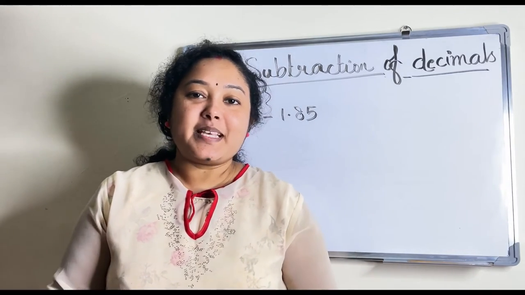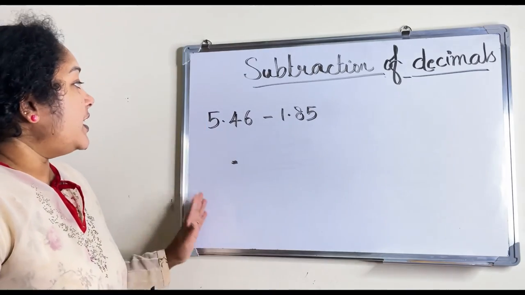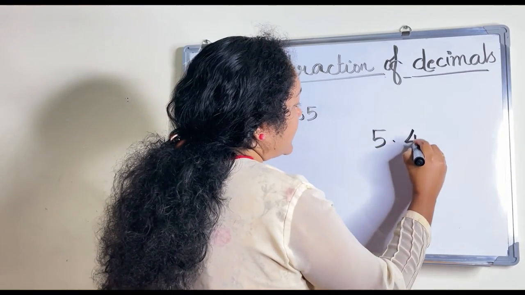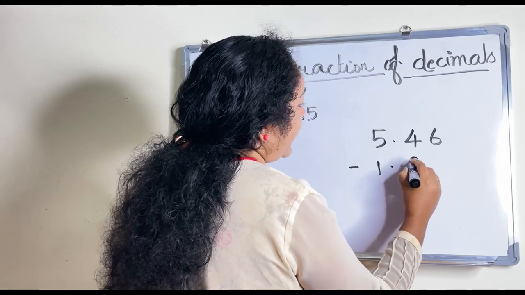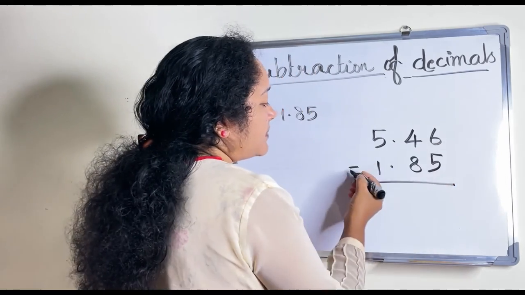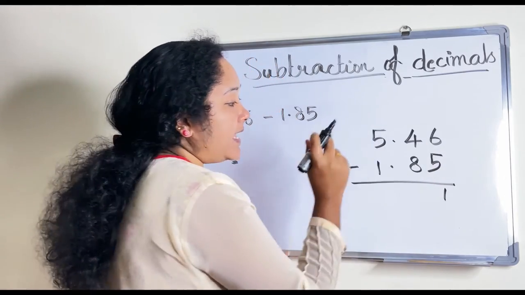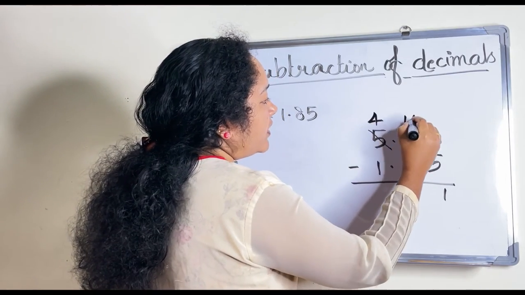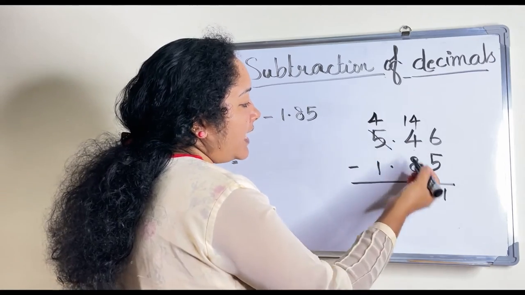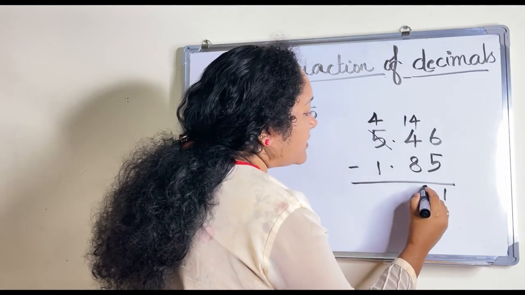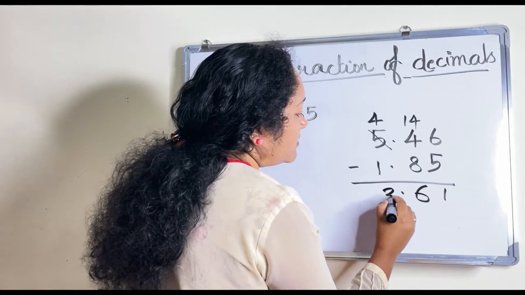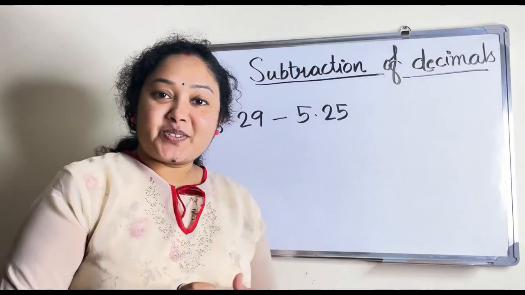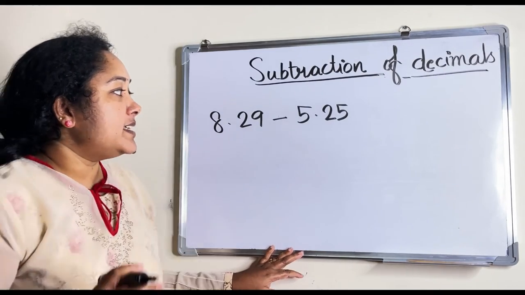Next topic is subtraction of decimals. First question is 5.46 minus 1.85. 5.46 minus 1.85. 6 minus 5 is 1. 4 minus 8 is not possible, so we regroup it. 4 becomes 14. 14 minus 8 is 6. 4 minus 1 is 3. So the answer is 3.61.